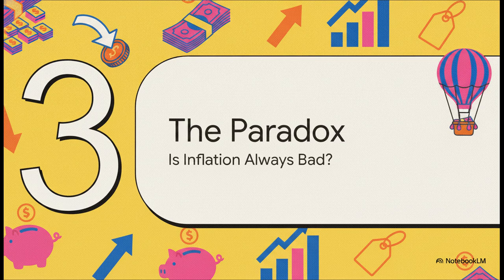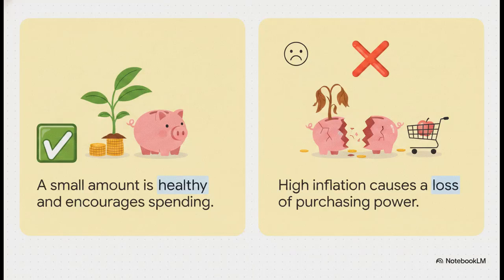Section 3. The paradox. Is inflation always a bad thing? You might naturally assume that inflation is the ultimate villain of finance, but macroeconomics is rarely that black and white. A small, highly controlled and steady amount of inflation, which is exactly why most central banks target a rate of around 2%, is actually considered incredibly healthy. It acts as an economic engine.